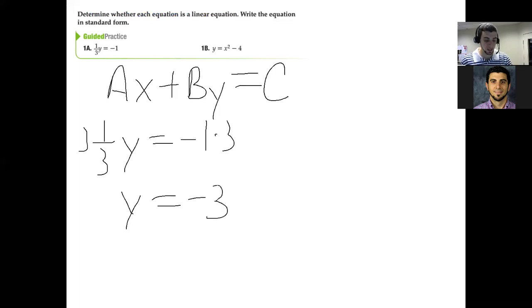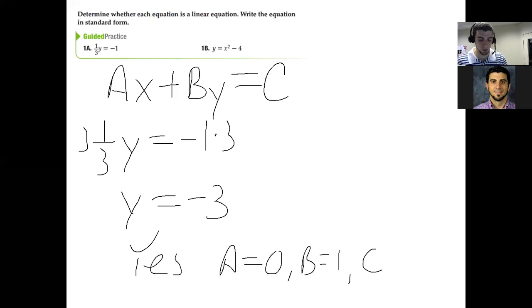Okay, so this is a linear equation. It's in standard form now, and the value of a would be 0, b would be 1, and c would be -3. Okay, now let's look at b.